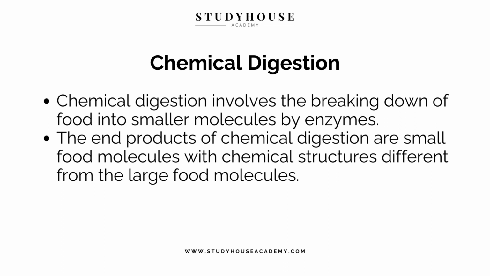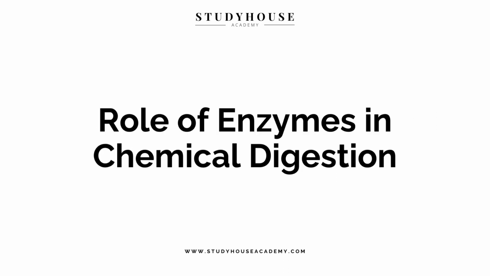Chemical digestion involves the breaking down of food into smaller molecules by enzymes. The end products of chemical digestion are small food molecules with chemical structures different from the large food molecules. Role of enzymes in chemical digestion.